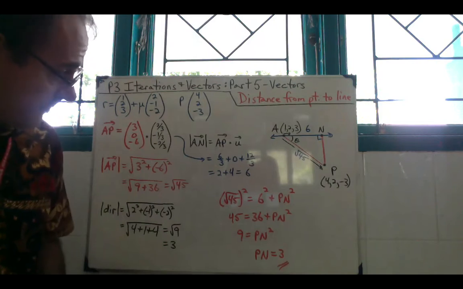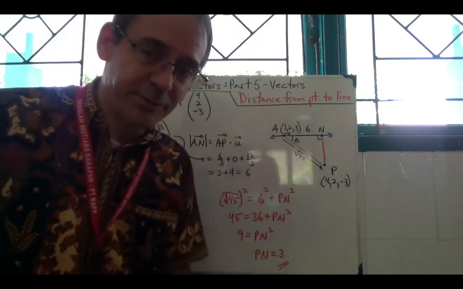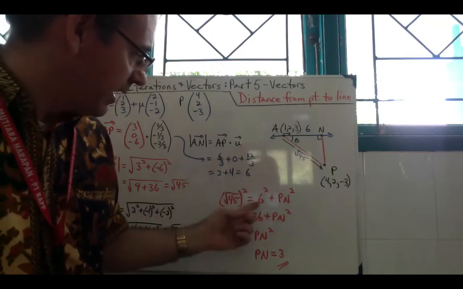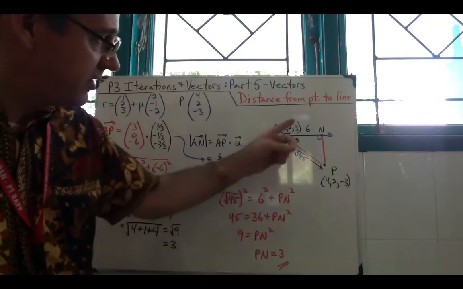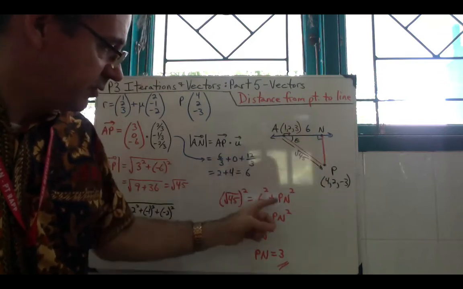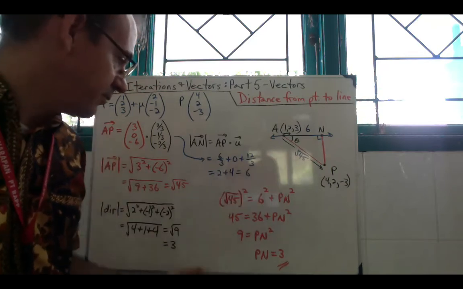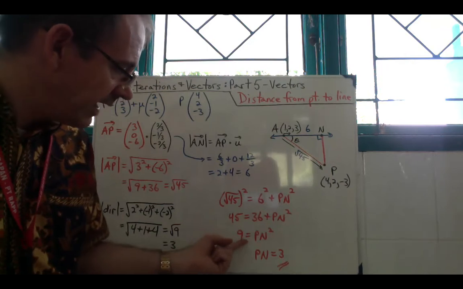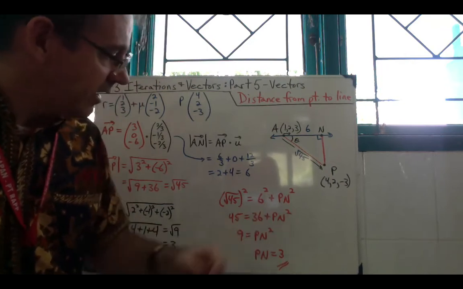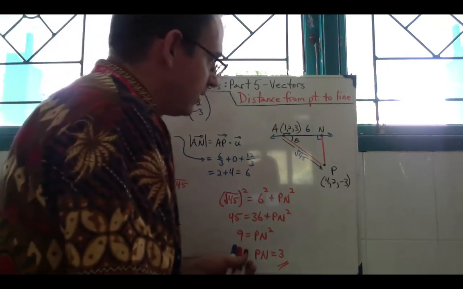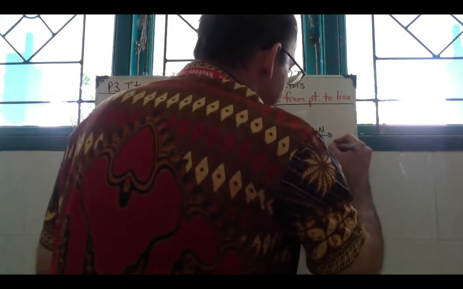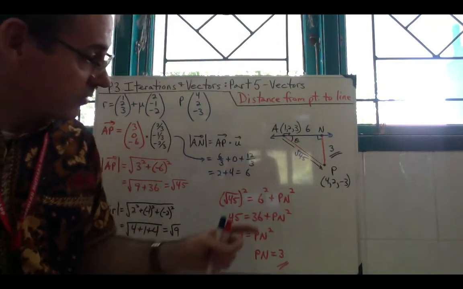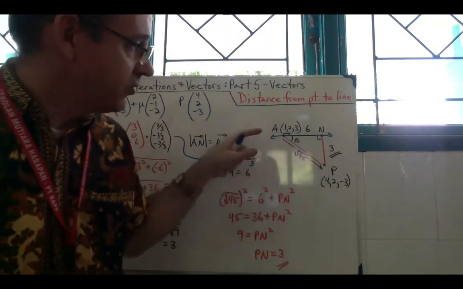Length of AN. Now that we have 2 of the 3 sides, we can just use the Pythagorean theorem. So again, a squared plus b squared equals c squared. The 6 squared plus the PN squared equals the root 45 squared. Gives you 45 equals 36 plus PN squared. 9 equals PN squared. So the length of PN is 3. And that is our answer for the distance of the point to the line.